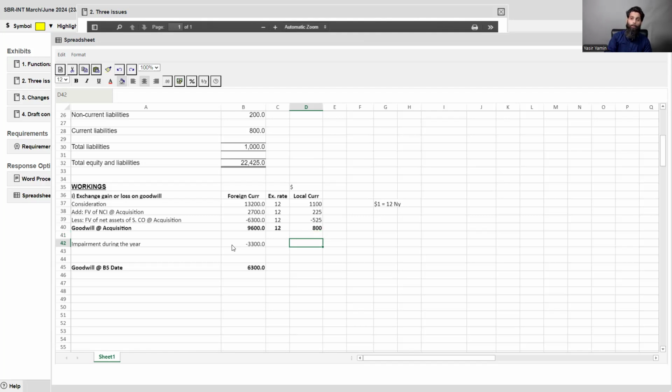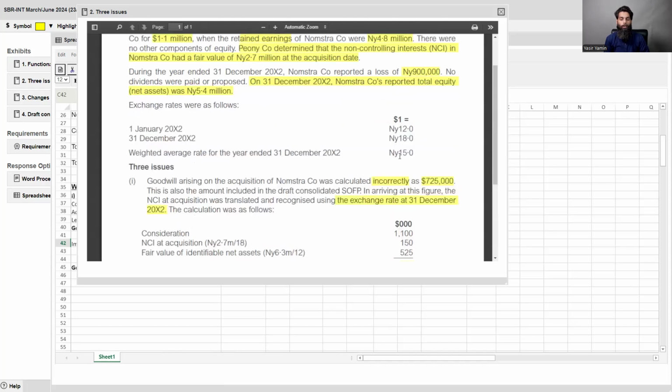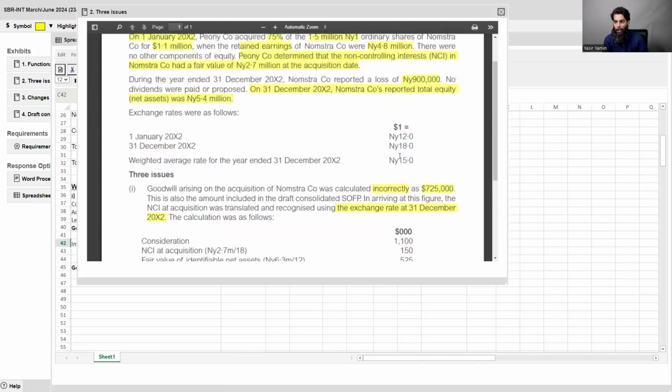Now, I also need to translate the impairment. Can anybody tell me what exchange rate I should be using in order to translate impairment? You are provided with 3 exchange rates, 12, 18, and 15. What exchange rate do I use? The average rate as per company's policy. Yeah. So that is 15.